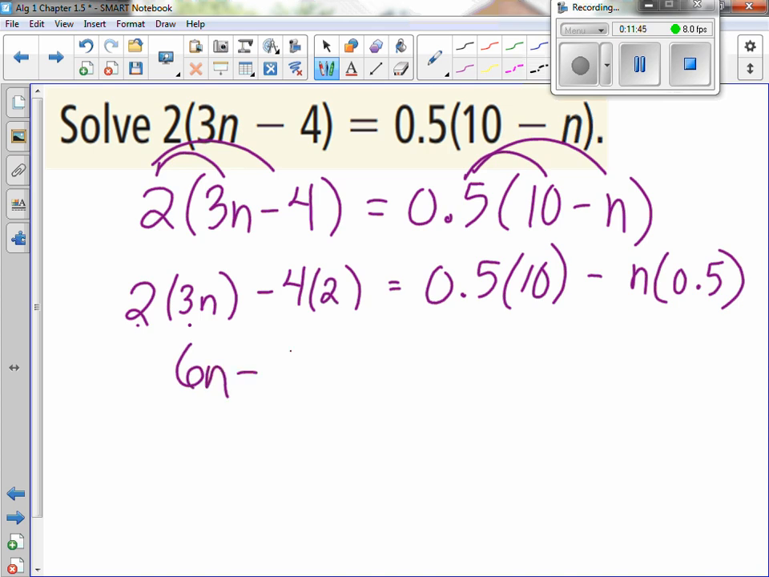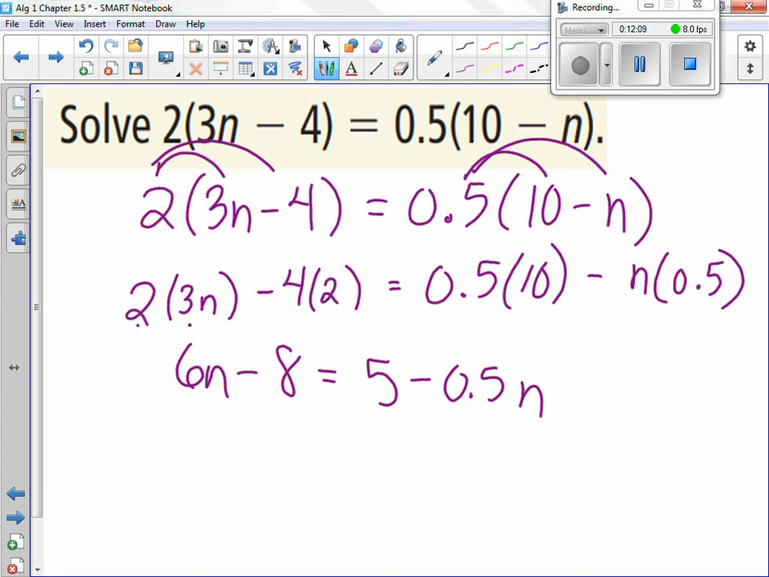4 times 2 is 8. 0.5 times 10 would be 5. And we have minus 0.5n. So at this point, we simplified all of our distributive properties and multiplied everything out that needs to be multiplied. Now we need to get n by itself. We need to get all the variables on one side, and we need to get all the numbers on the other. So what do we need to do to get there, to get the variables on one side and everything else on the other?